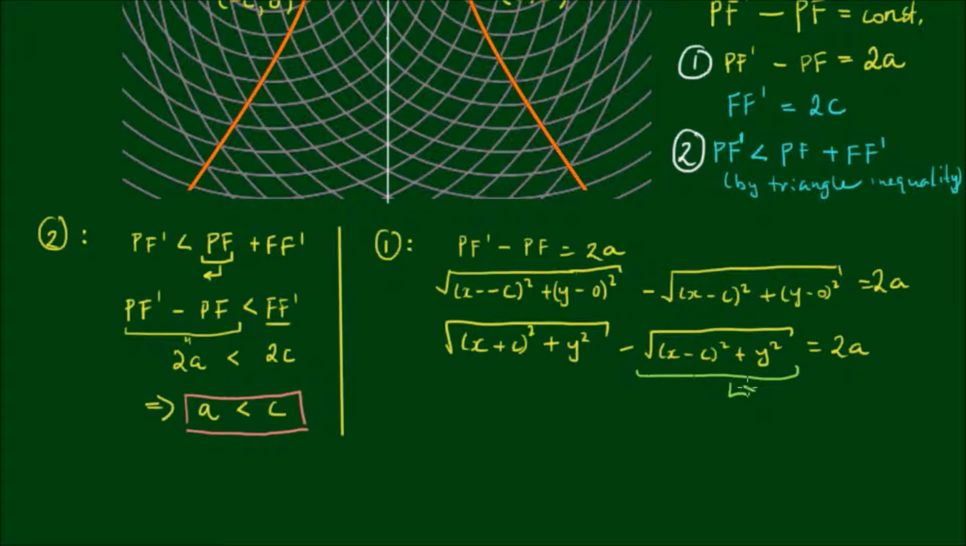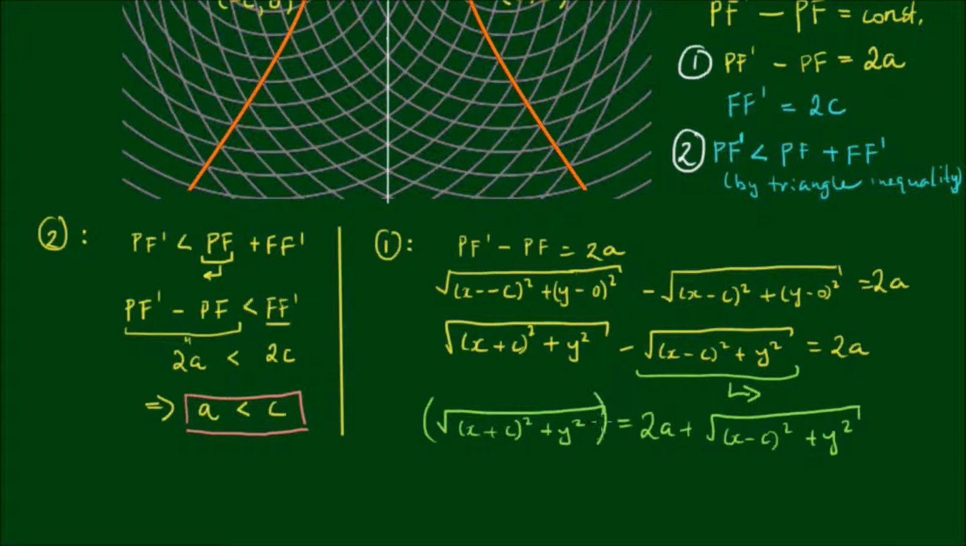Let's take this to the other side. So we have the square root of x plus c all squared plus y squared is equal to 2a plus the square root of x minus c all squared plus y squared. We can get rid of this square root by squaring both sides. So if we square this side, we have to square the right hand side. And so the square root on the left hand side is gone.